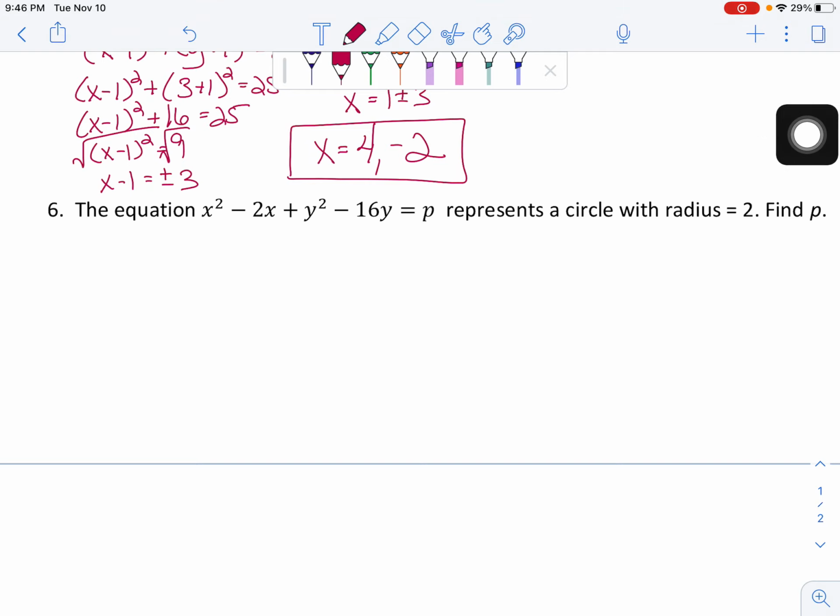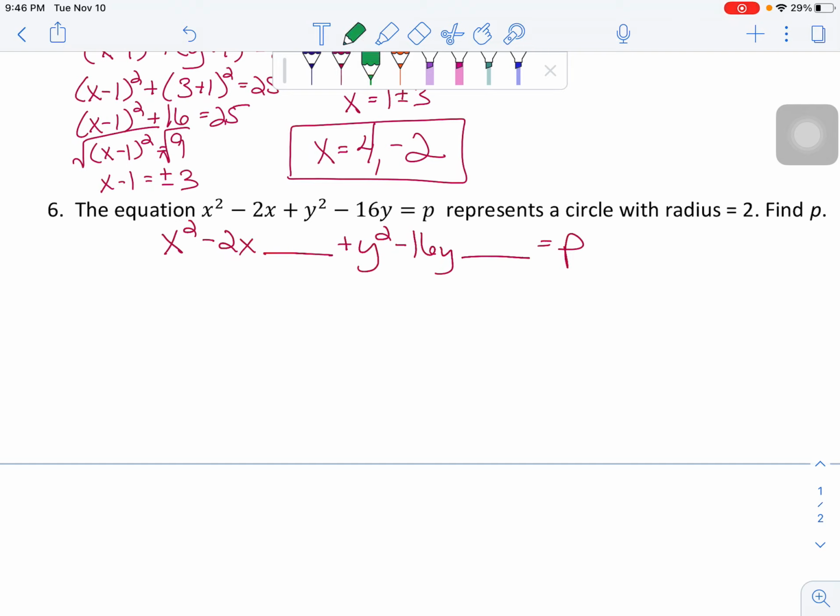So we're going to complete the square like normal. All right, let's go ahead. x squared minus 2x, little space here to complete the square, plus y squared minus 16y, again a space. This is equal to, I don't know what. That's what we're kind of trying to figure out. So let's go ahead and complete the square.